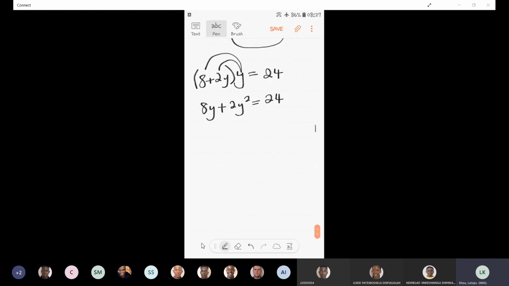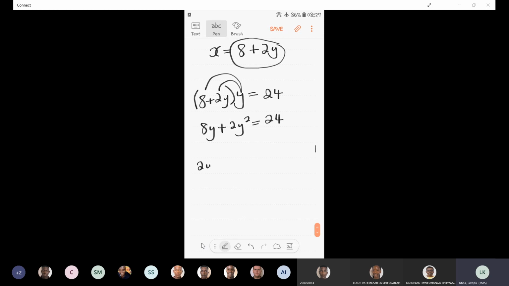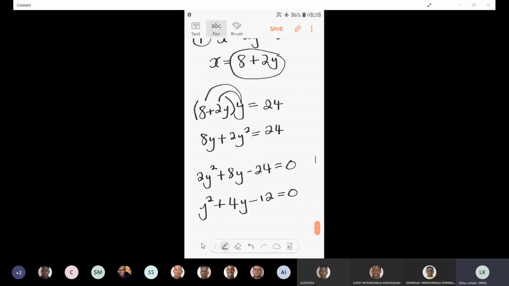This is a quadratic equation. I can rewrite it as 2y squared plus 8y minus 24, and this is equal to 0. Now because it's an equation, I can divide throughout by 2. So if I divide everything by 2, we get y squared plus 4y minus 12, and this is equal to 0. Okay, and then we see if it can be factorized. You look for two numbers that when you multiply them, the answer is minus 12. And when you add them, the answer is 4. So those two numbers are 6 and negative 2. So you will open your brackets.